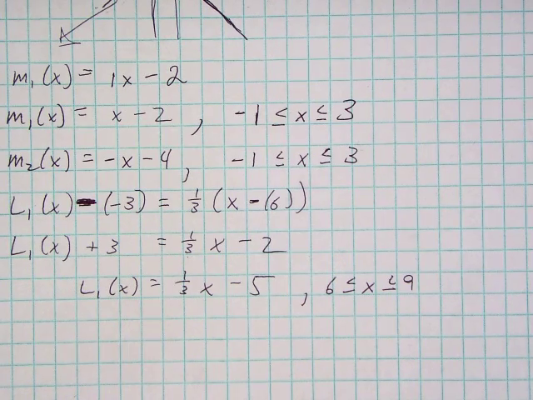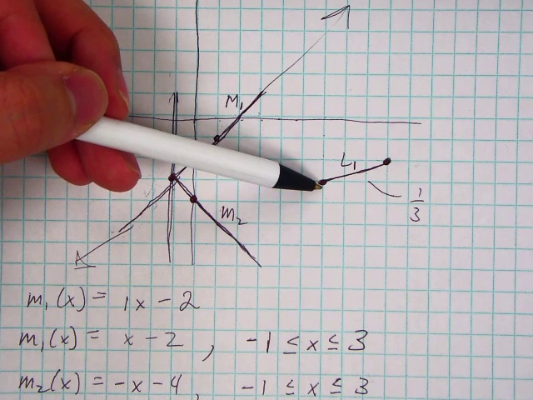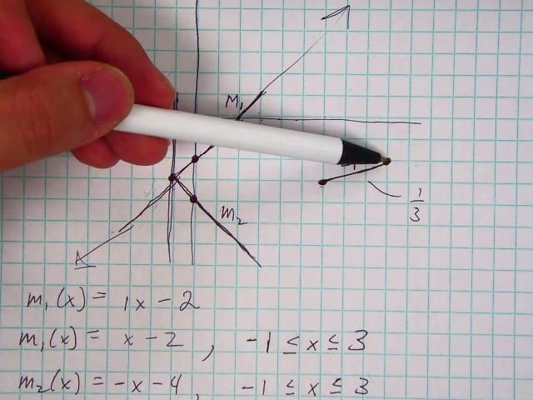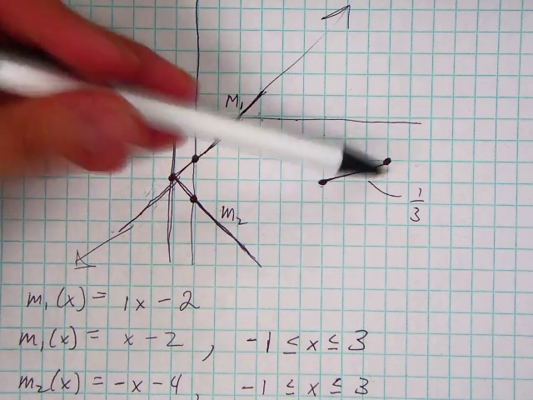Now you can find the range just as easily. What's my smallest y value here? My smallest y value is -3, and my biggest y value is -2. So my range is from -3 to -2.